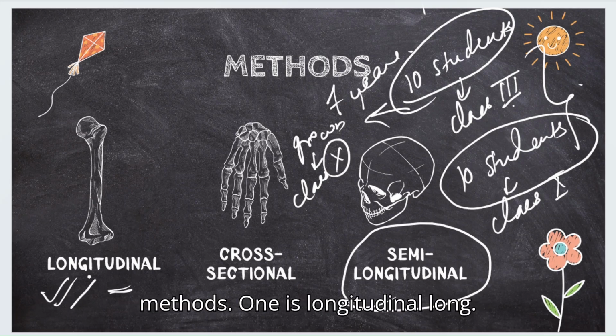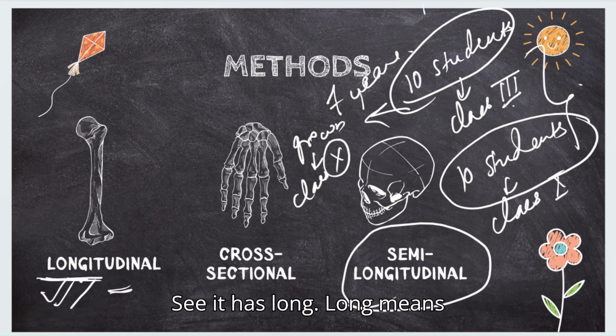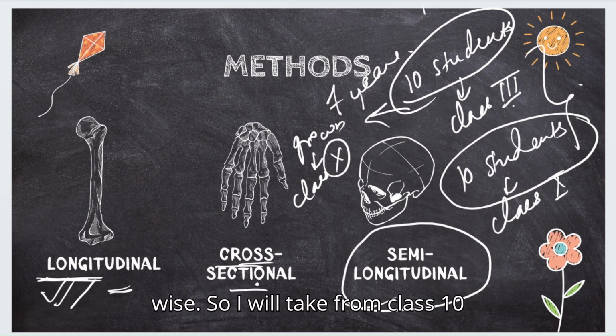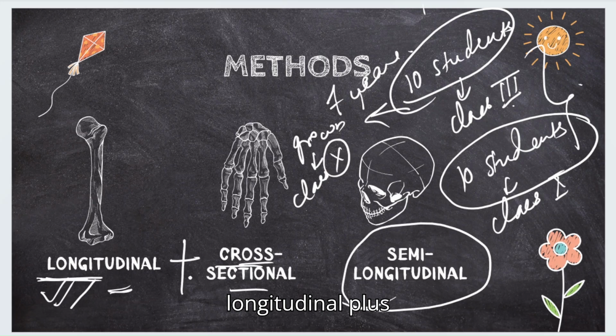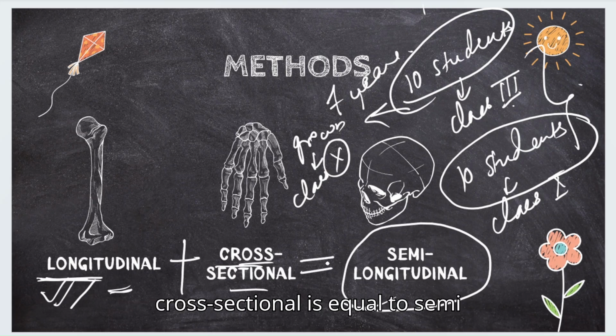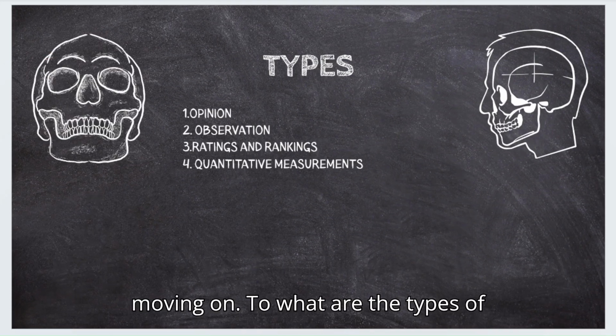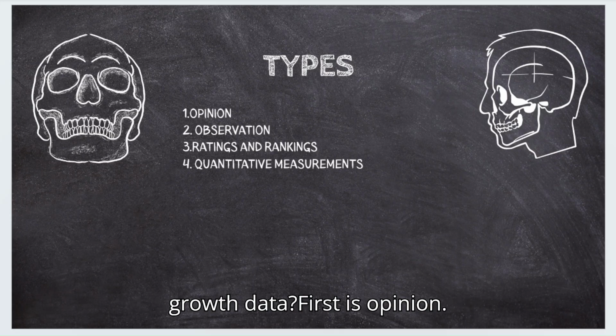One is longitudinal. See, it has 'long'. Long means over a long period of time. Cross-sectional means section-wise, so I'll take from class 10 and from class 3. Semi-longitudinal means longitudinal plus cross-sectional is equal to semi-longitudinal studies. Okay. Moving on to what are the types of growth data.